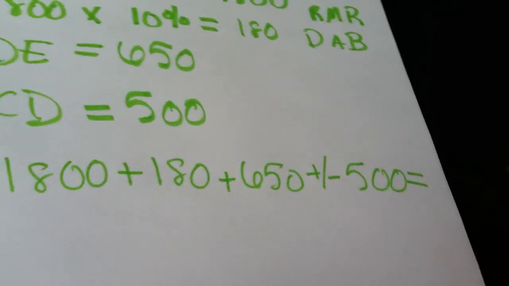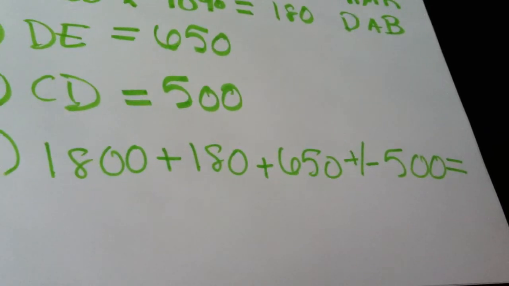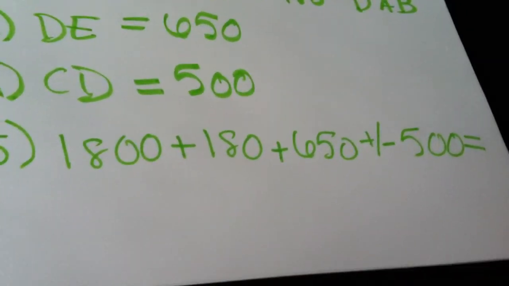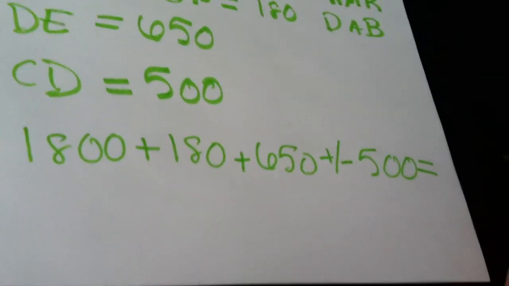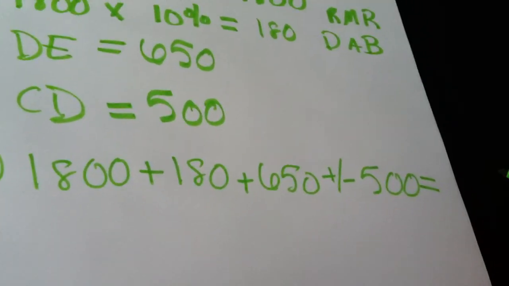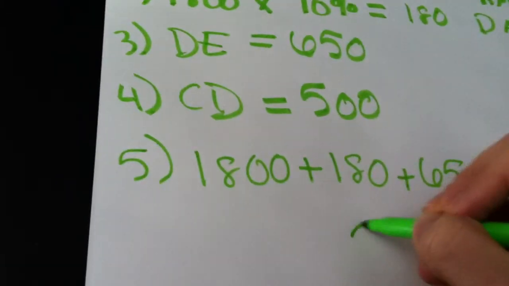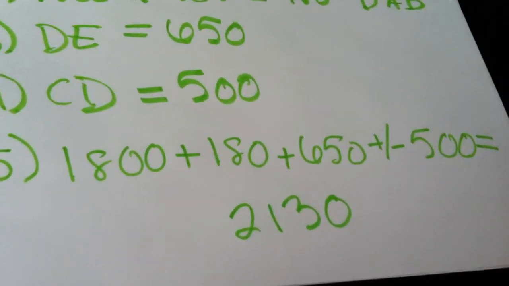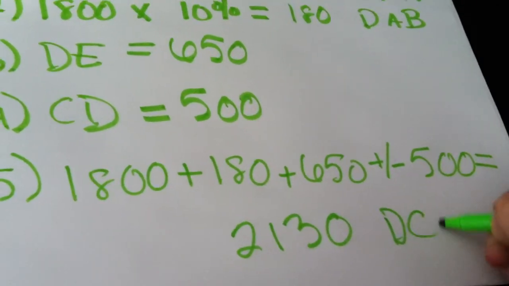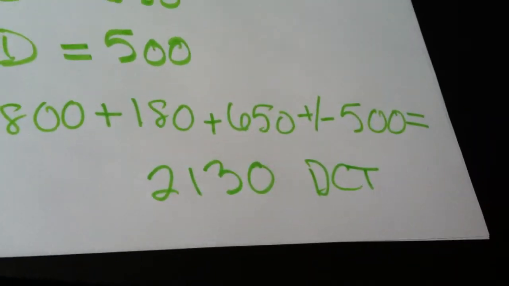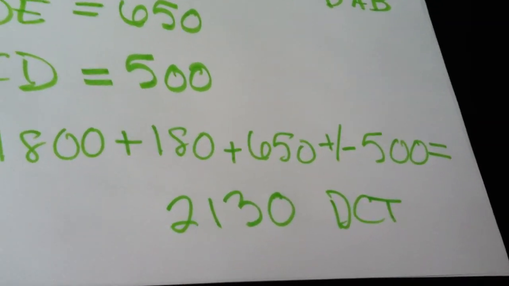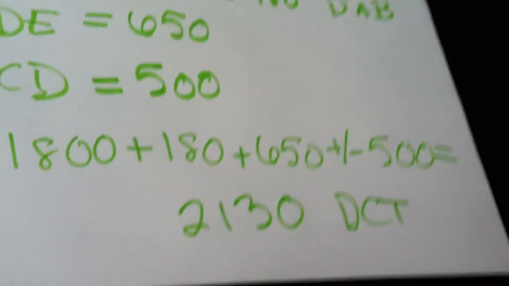And then once we find the total, that is going to be our daily caloric target. So this is the amount of calories we want to target to intake on a daily basis. And this number is 2130. So that is going to be my DCT. And this is the number that I want to target for the amount of calories I want to eat per day based on the information.